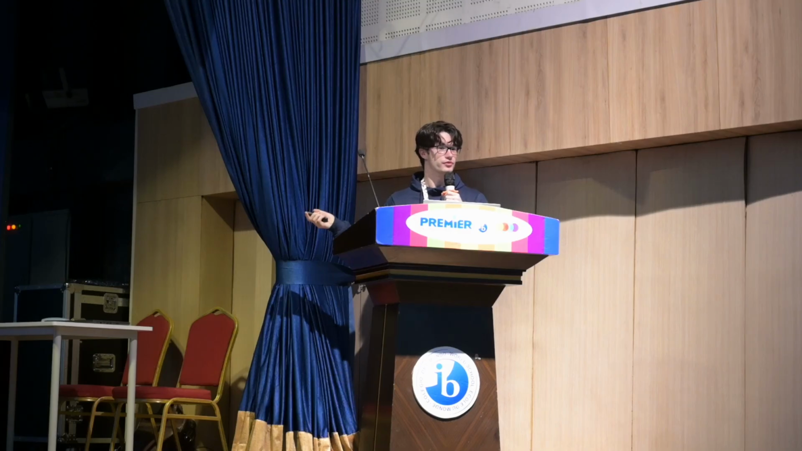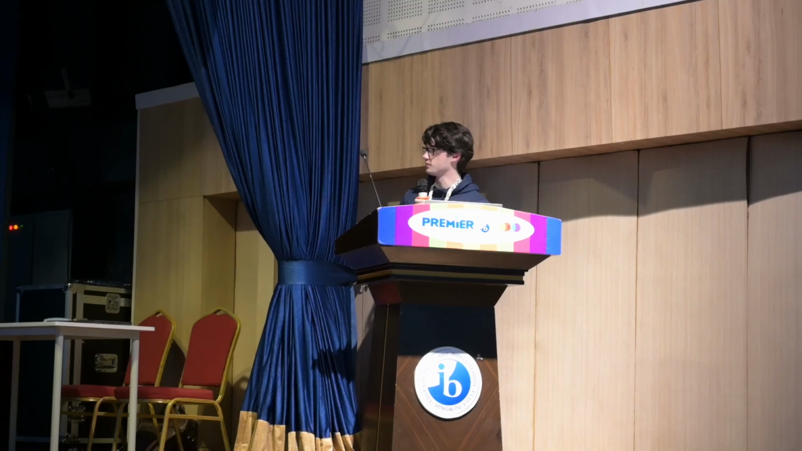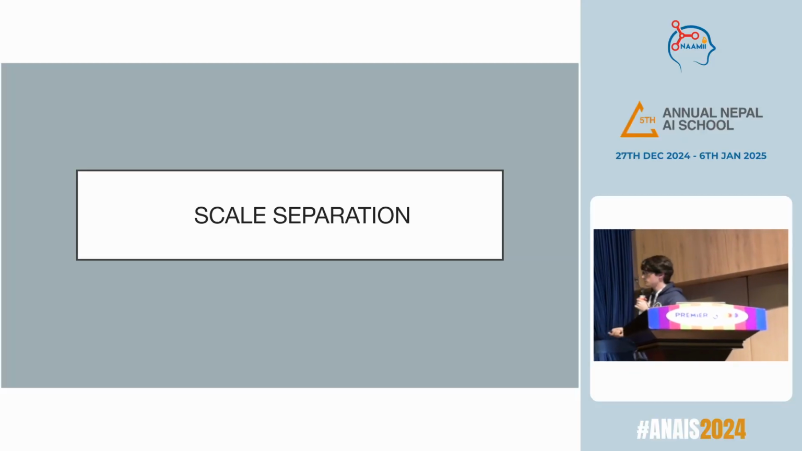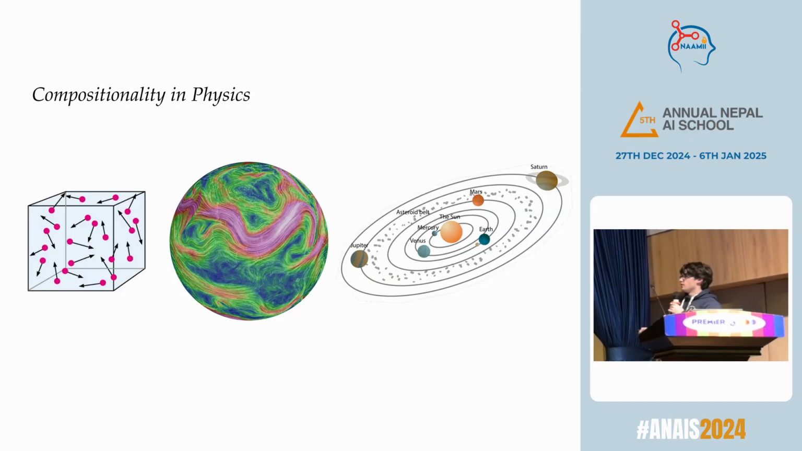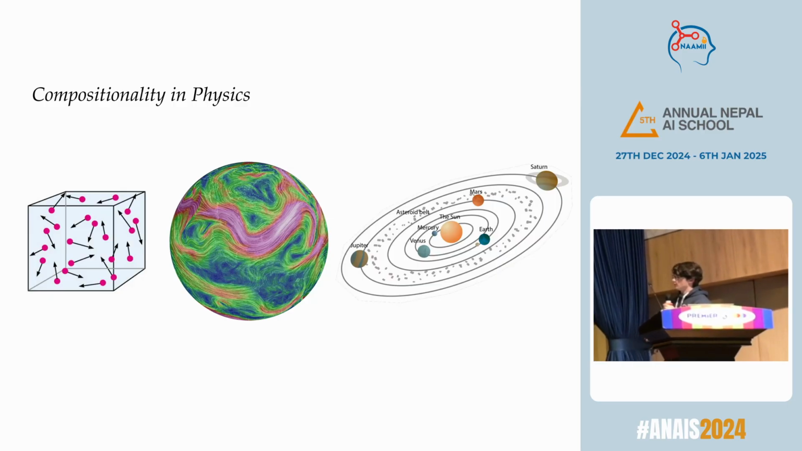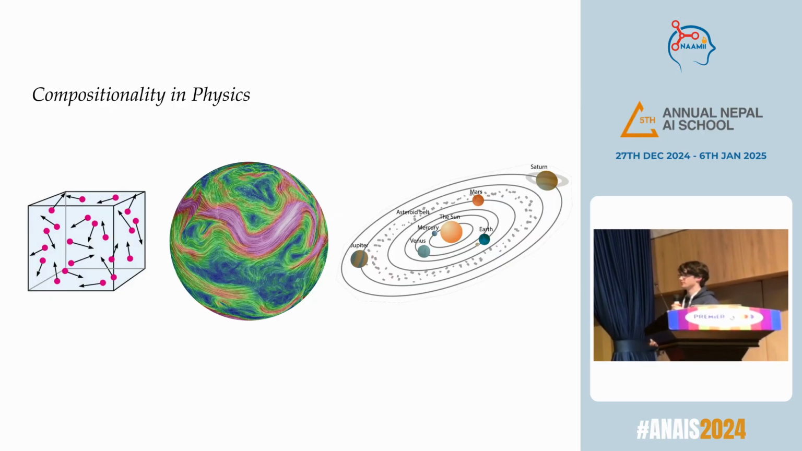Okay, maybe I'll move on to the next part. So next we're going to talk about scale separation. We can look at scale separation, for instance, in physics. When we are at the particle level, maybe we can model the kinetic energy of each particle in a fluid and try to model it at that scale. But in general, we don't look at it this way. Maybe we just model the temperature.